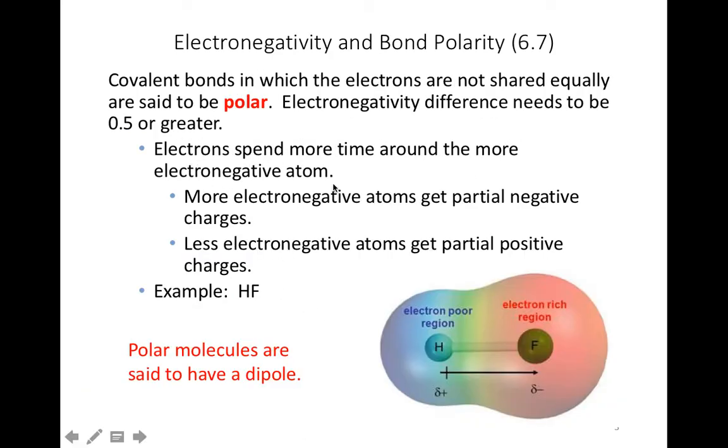So electrons tend to spend more time around the electronegative atom. And because electrons are negative, if electrons spend more time around the electronegative atom, right, fluorine is much more electronegative than hydrogen, then that part of the molecule, or that atom specifically, gets a partial negative charge. And because the electrons are spending less time around the hydrogen, it ends up with a partial positive charge.